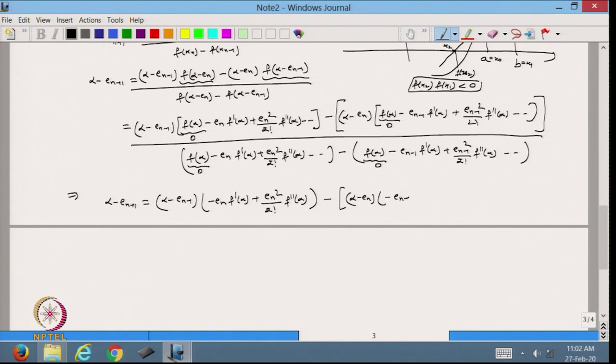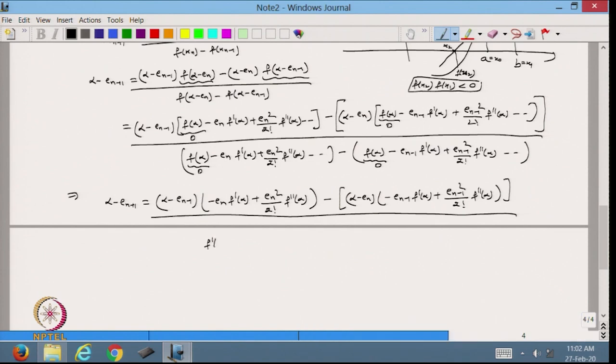So minus e_{n-1} f'(α) plus e_{n-1}² by 2 factorial f''(α), and all other higher terms will be ignored, divided by this one. This is the same way we have written. So it will be f'(α) minus e_n plus e_{n-1} plus f''(α). f''(α) by 2 you can take, and it will be e_n² minus e_{n-1}².